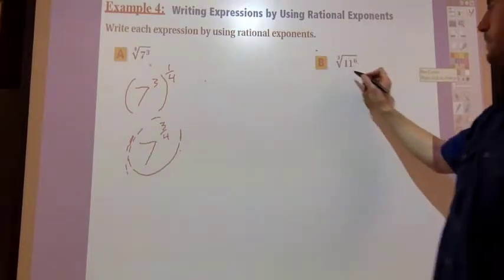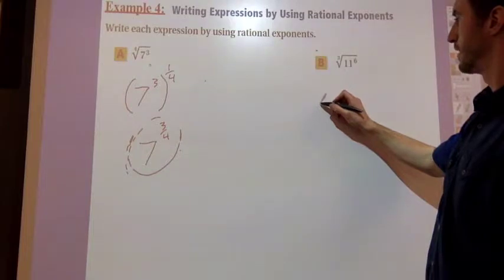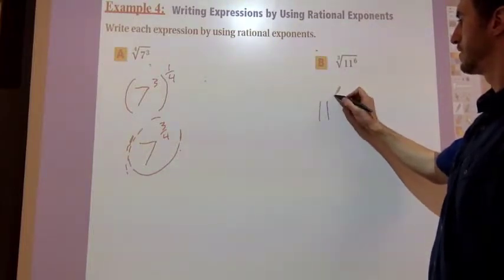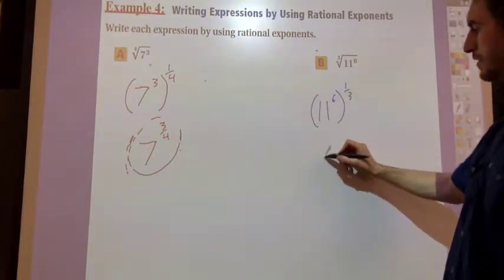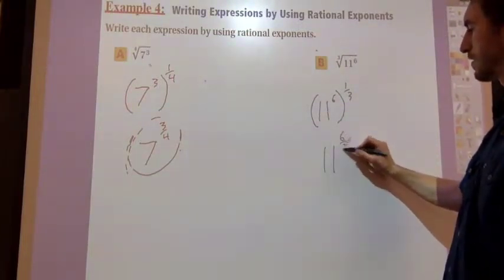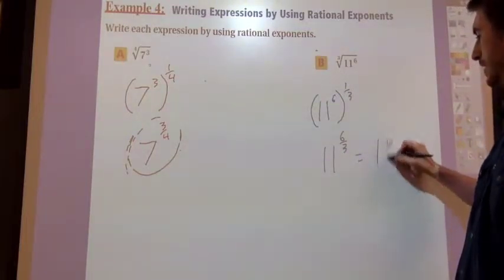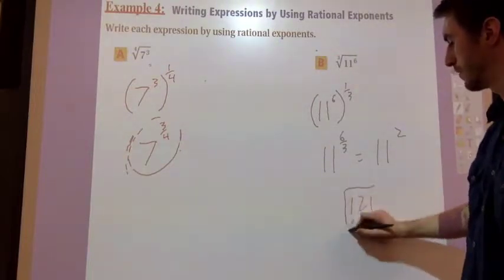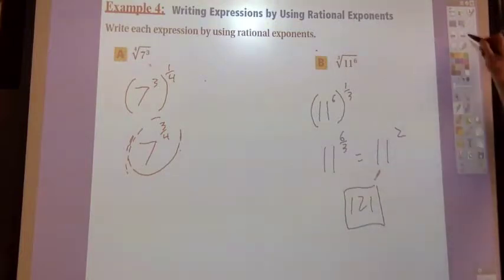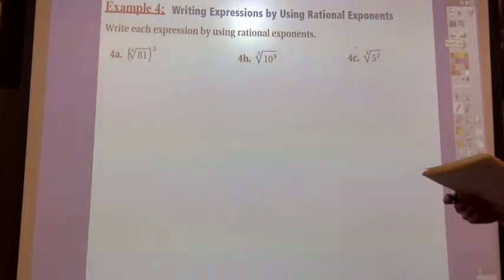Okay, in this one, we can rewrite this as 11 to the 6th raised to the 1/3, and then we multiply these exponents and we get 11 to the 6/3. And what is 6 divided by 3? 11 squared. And we already know that 11 times 11 is 121. So that one was easier to evaluate. Okay, and these are for you to try on your own, and then I'll tell you the answers.